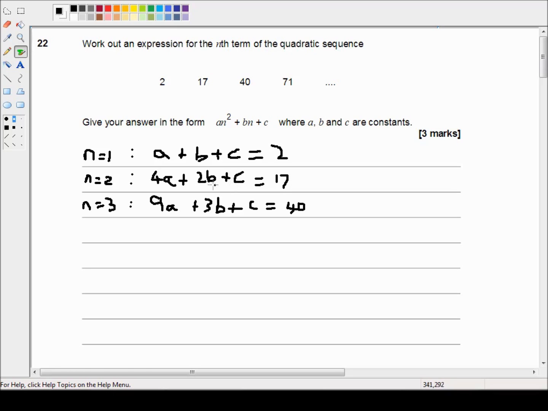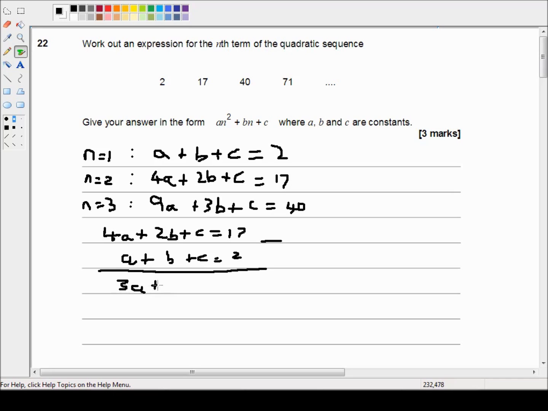Alright, so I want to try and eliminate something. Let's eliminate c. So I'm going to start with 4a plus 2b plus c equals 17, and I'm going to subtract a plus b plus c equals 2, and I'm going to subtract those two equations. 4a minus a is 3a, 2b minus b is just b, c minus c disappears because there's just 0, and 17 minus 2 is 15. So 3a plus b equals 15. That's one of my equations.